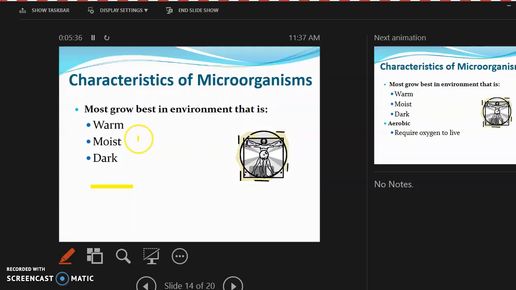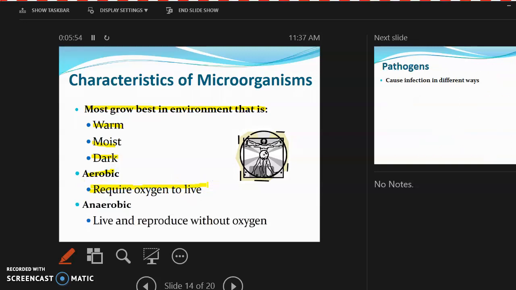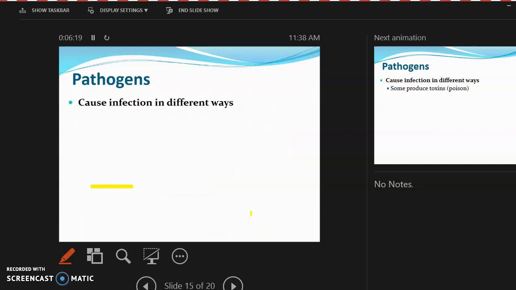So where do microbes live? Most microbes grow best in warm, moist, and dark environments. Aerobic means it requires oxygen to live. The prefix an means without, so anaerobic means they live and reproduce without oxygen. So understand that most microorganisms grow best in warm, moist, and dark environments, and some require oxygen to live and some don't.